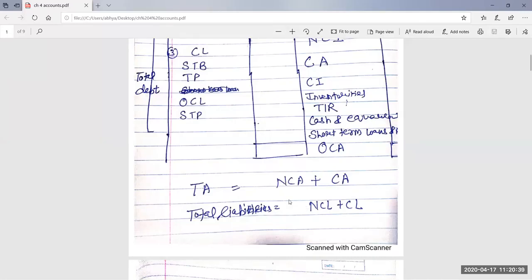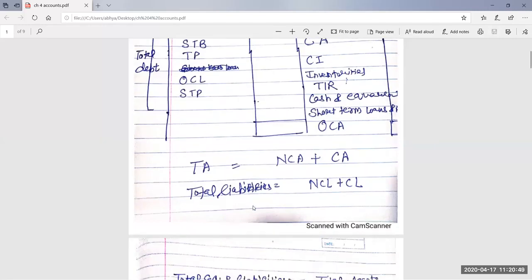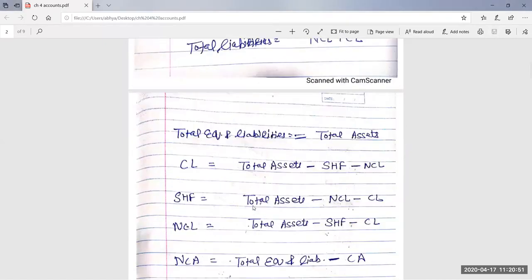So total assets are non-current asset plus current asset. Then total of equity and liability, total liabilities or total debt, is equal to non-current liability plus current liability. Then total equity and liability is always equal to total assets. These are the two sides of the balance sheet.